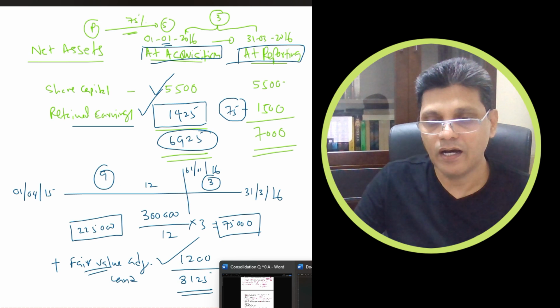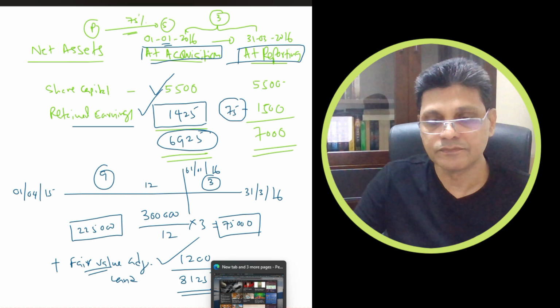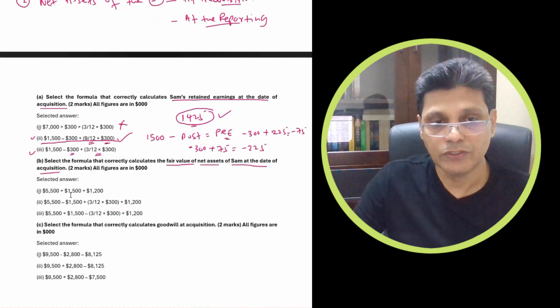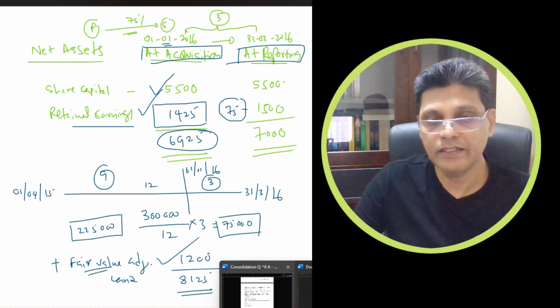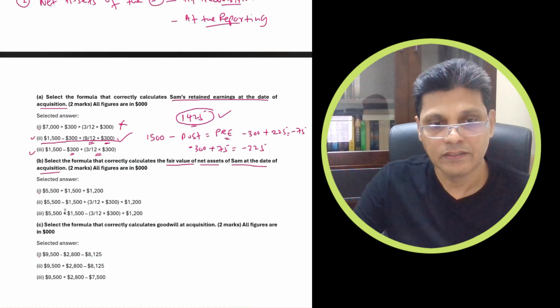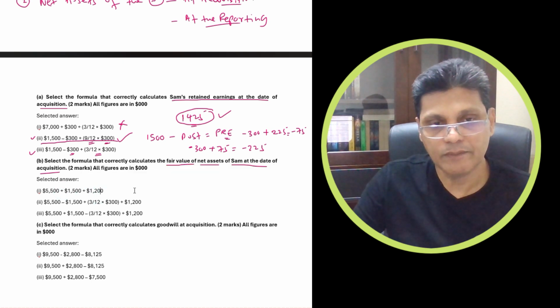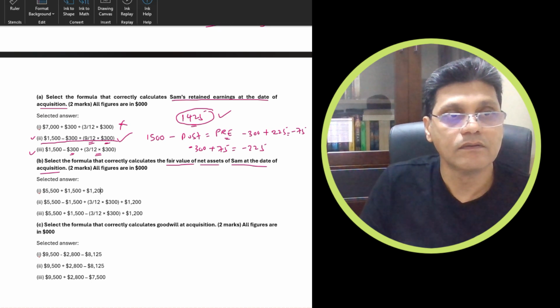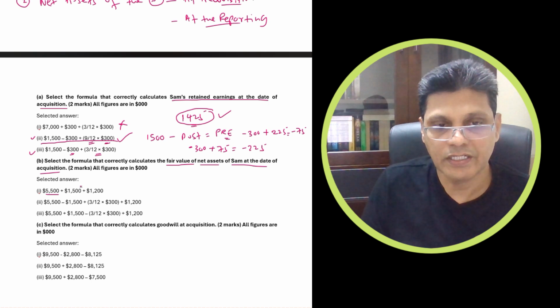Okay, so let's look at the answers. You are given 3 answers. You have to start with 5.5 million. Okay, this 5.5 million is correct. Then what you need to do is add the retained earnings. Retained earnings has to be added and the fair value has to be added. So it looks like the first answer is not correct. If you look at 5.5 million, straight away they are adding 1.5 million. This is the total retained earnings at the reporting date.